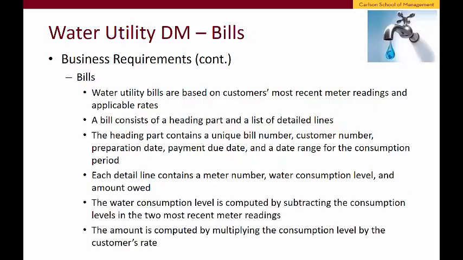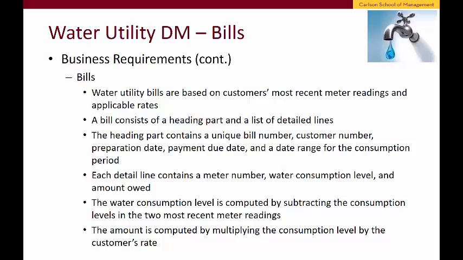The bills are a bit trickier than they appear. The bill is contingent on a recent meter reading, so its relationship to readings is as critical as its relationship to customers. Without readings, the bill could not calculate the water consumption and use the customer's rate to calculate the amount owed. The structure of the bill is described on this slide, with a heading that contains a unique bill number, customer number, and a set of dates.